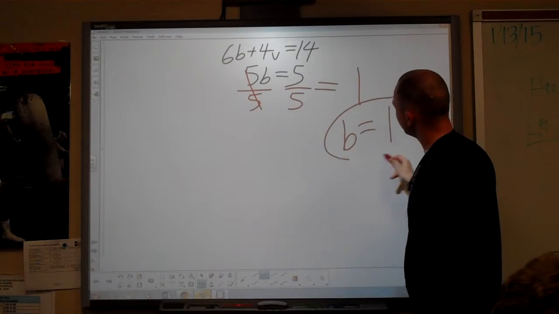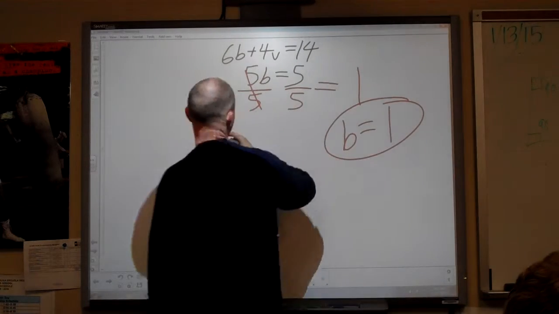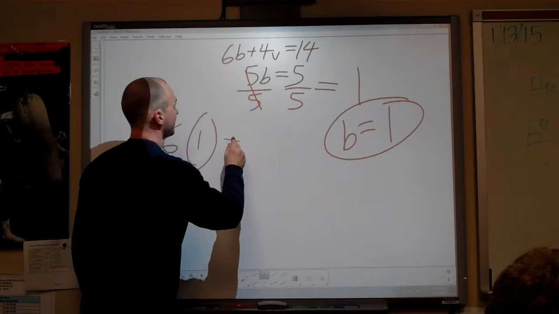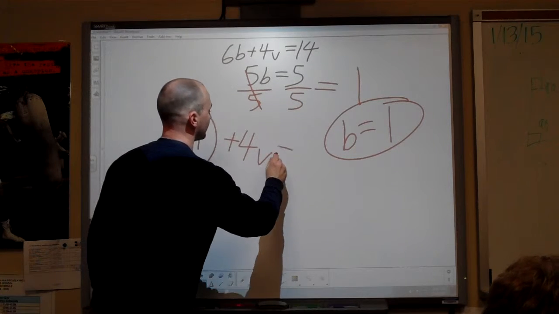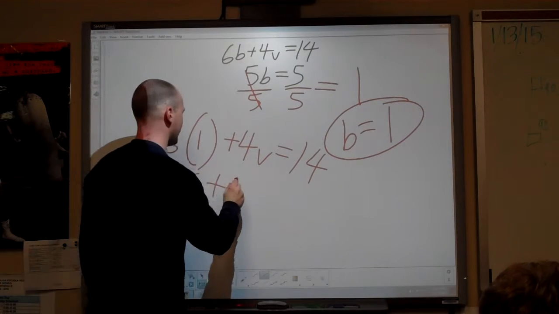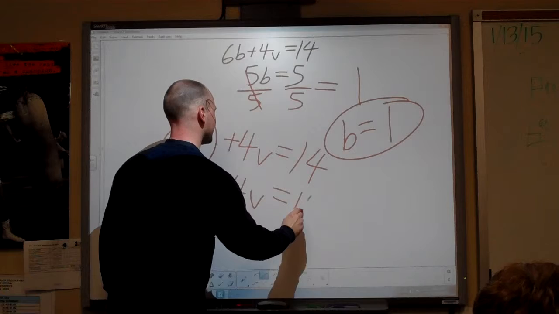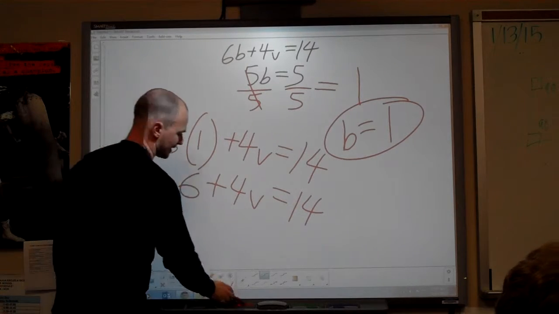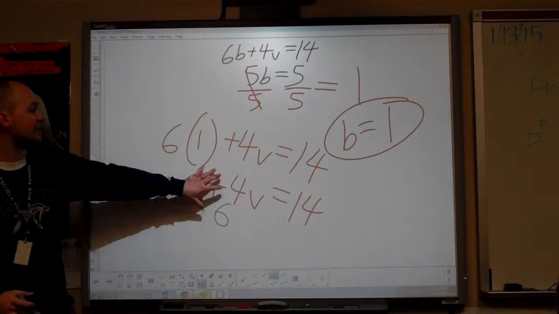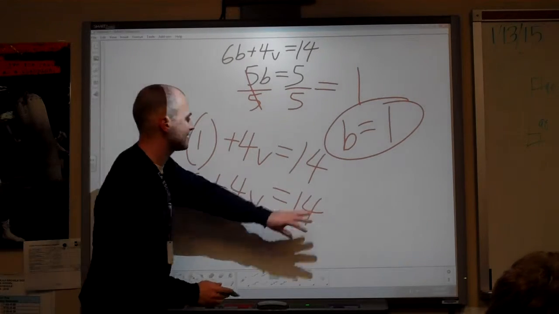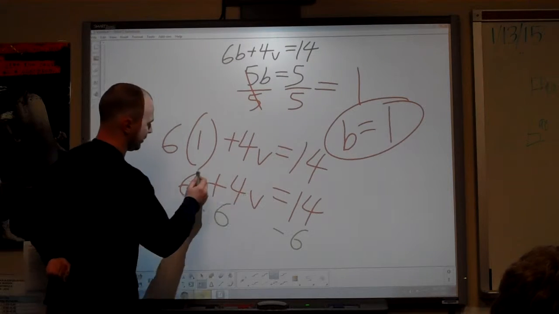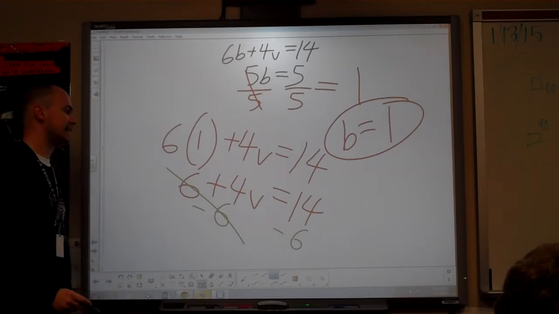So b equals 1. Now I'm going to go up to my top equation, and instead of b, I'm going to substitute what b equals. In this case, b equals 1. So 6 times 1 is 6. 6 plus 4v equals 14. In order to get rid of this plus 6, I'm going to subtract 6. If I subtract 6 from this side of the equation, I've also got to subtract 6 from this side of the equation. So 4v plus 6 minus 6, they cancel out.